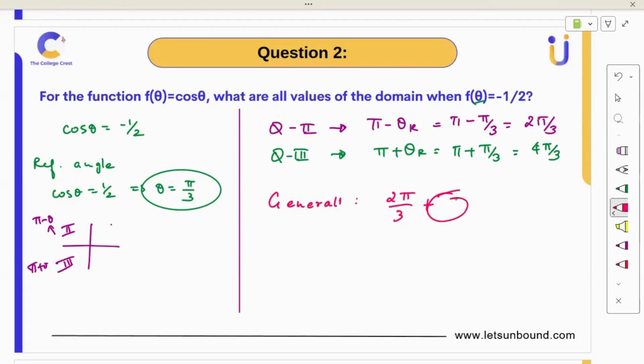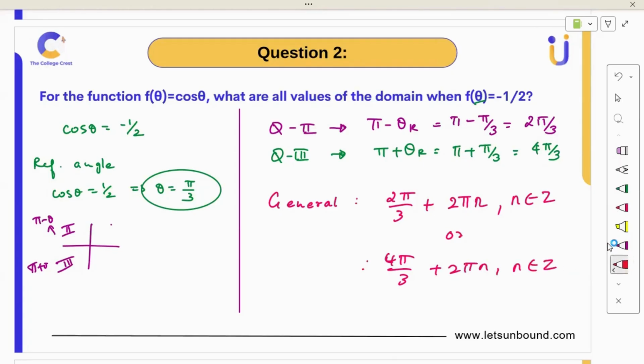So how can I generalize it? After a period. So add a period and put an n. 2 pi n. N belongs to Z, whether it's positive or negative, this will hold. Okay, general solution. Not only this, or 4 pi by 3 plus 2 pi n. Your period times n and n belongs to Z. So don't stop here. You should extend. They didn't mention, okay, find the solution in this particular interval. So if it's a general question, give the general solution.